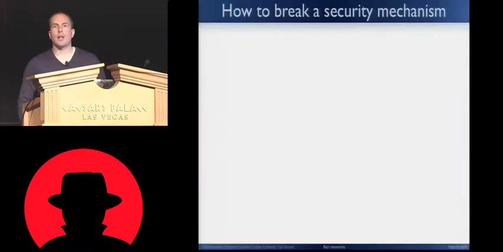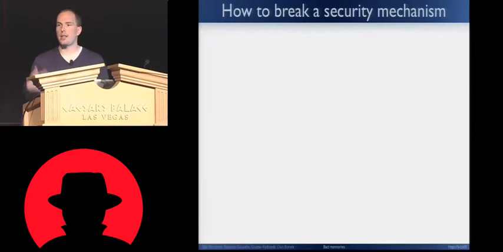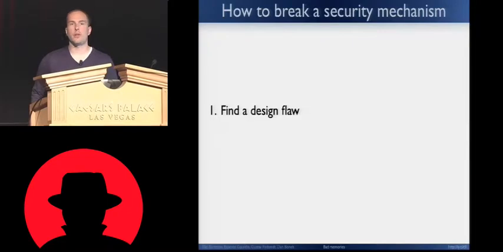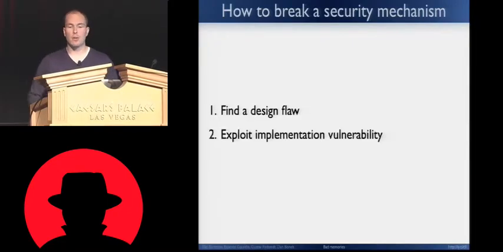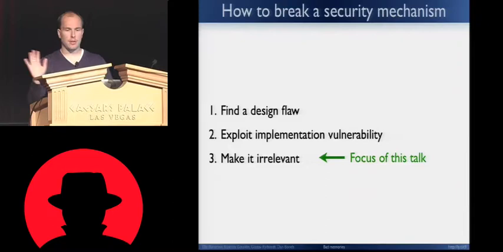Usually, when I look at security mechanisms, I found there are basically three main ways to break any security mechanism. The first one is to find a design flaw. For instance, we all know that WEP is broken by design. You can also try to exploit an implementation vulnerability. For instance, Julien this morning showed 17 exploits on the kernel. And the third part, which will be the focus of this talk, is how you can try to make them irrelevant. It might seem a little bit odd at the beginning, but bear with me for a second.